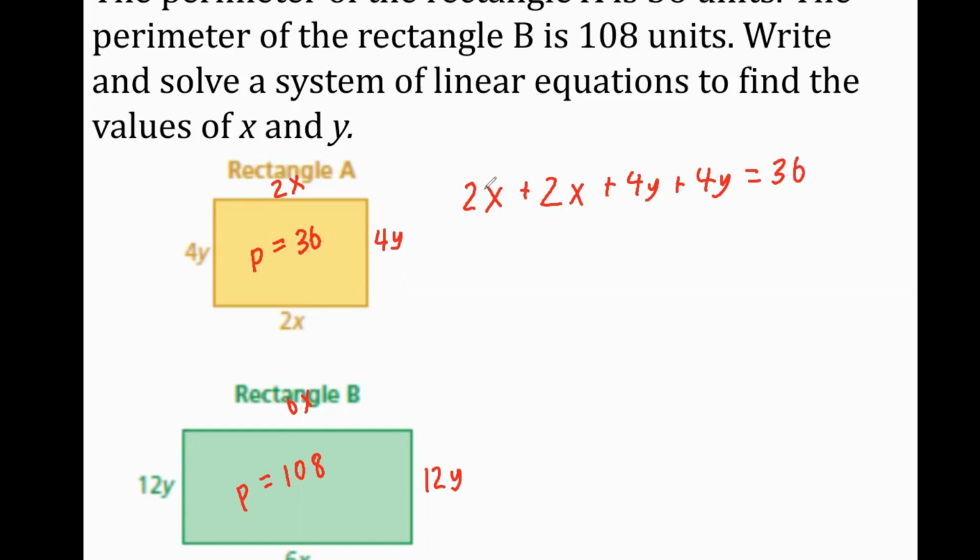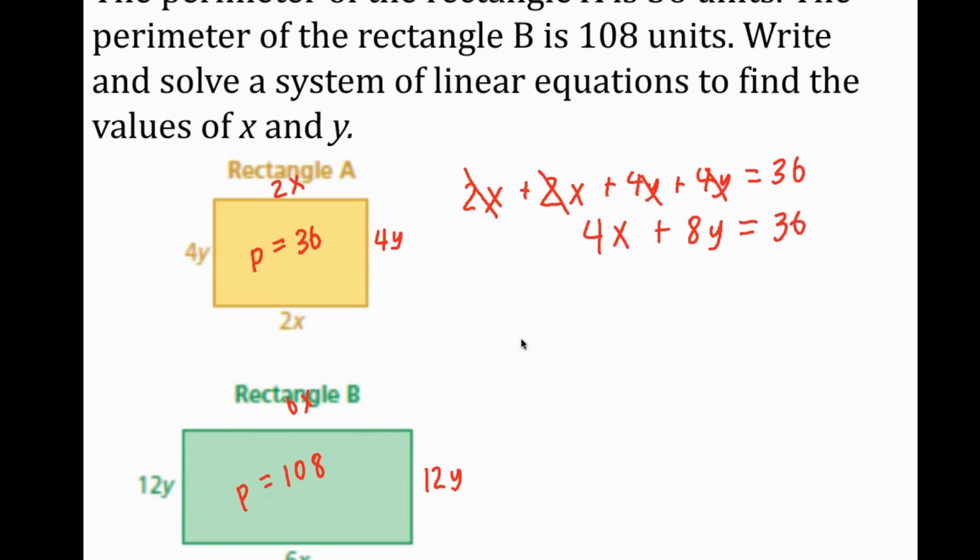Now you can actually combine like terms. 2x plus 2x would just give you 4x, and as for 4y plus 4y, that would give you 8y. And then set that to 36, and here is your first equation.